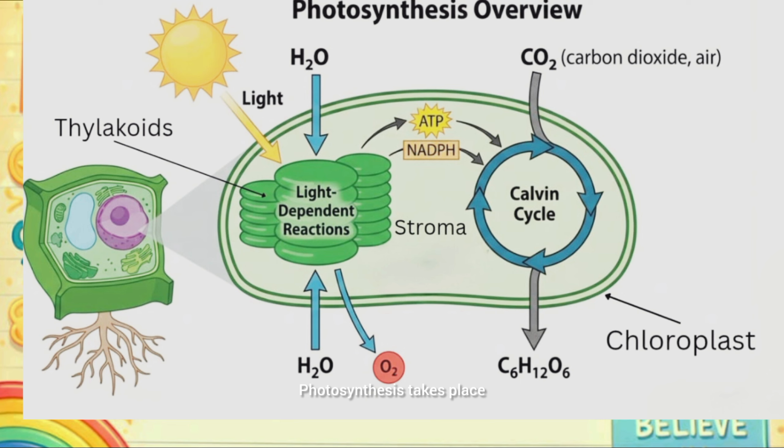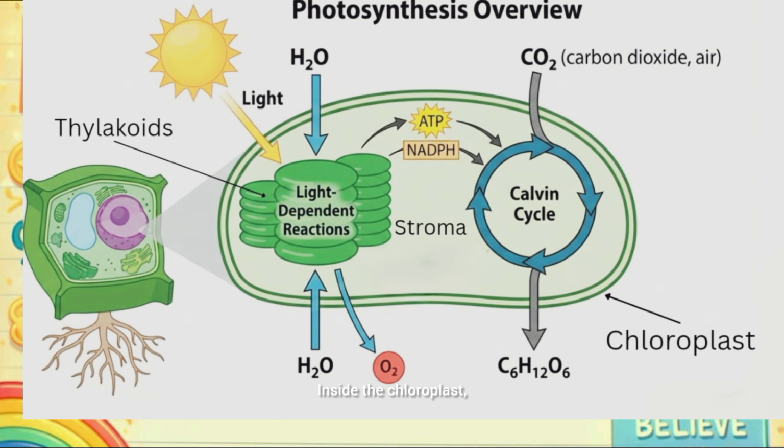Photosynthesis takes place inside a special organelle called the chloroplast. The chloroplast is a green, oval-shaped structure found in plant cells and is surrounded by a double membrane, which is clearly visible in the diagram.